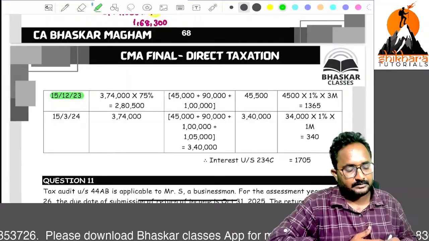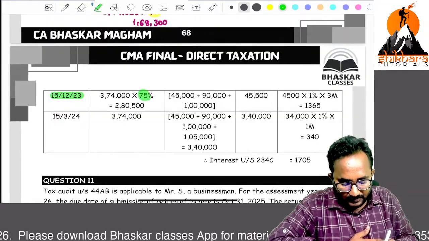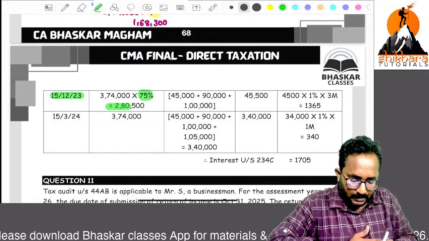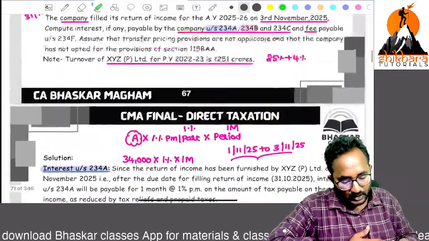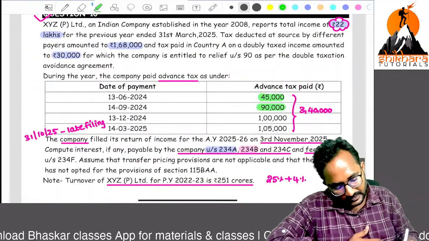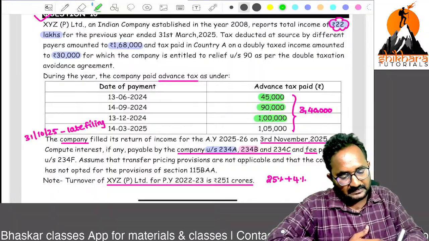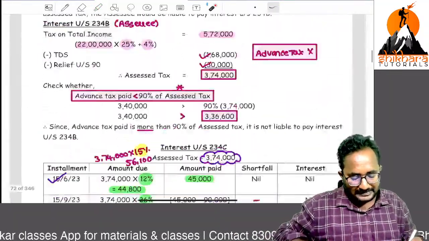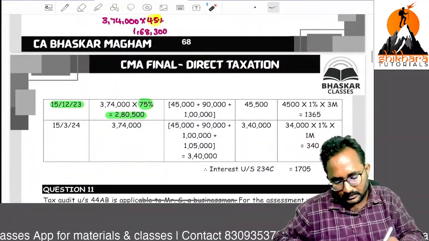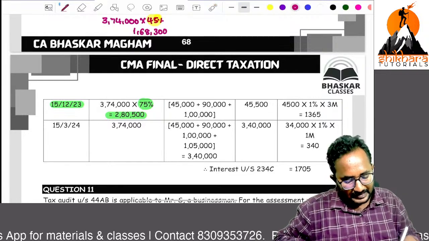15th December. 75% you are going to clear. But up to now, what is that amount you have paid? Totally, these three cumulatively, what is that amount you paid?